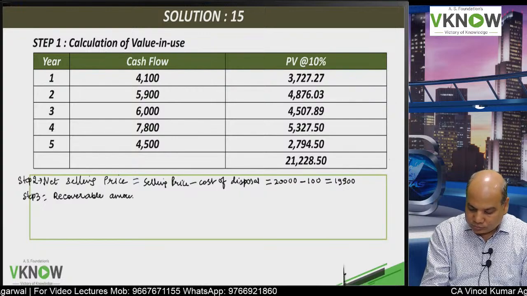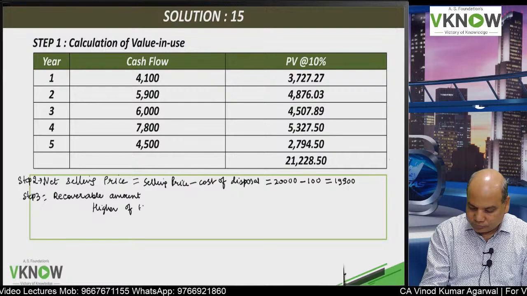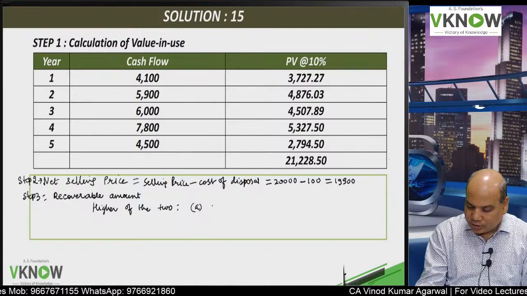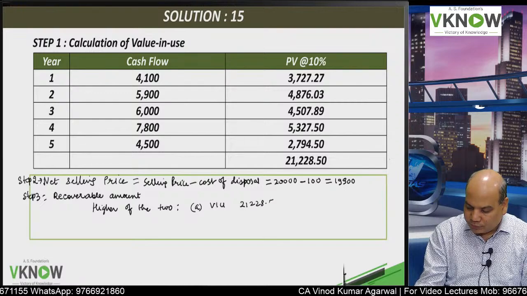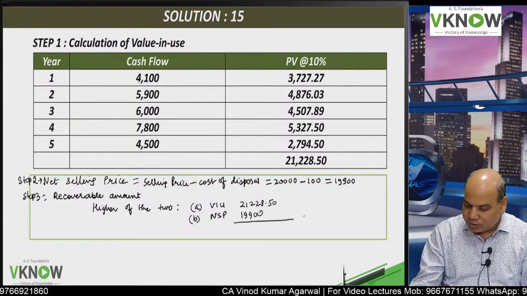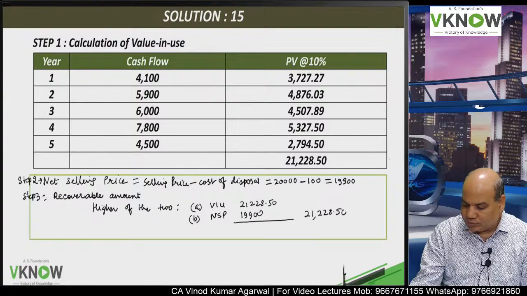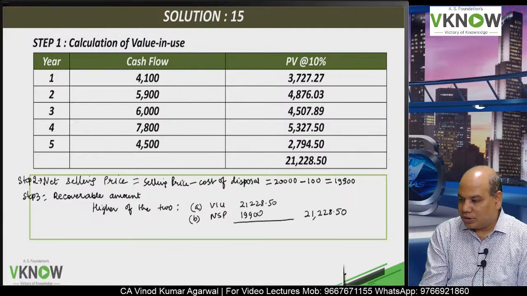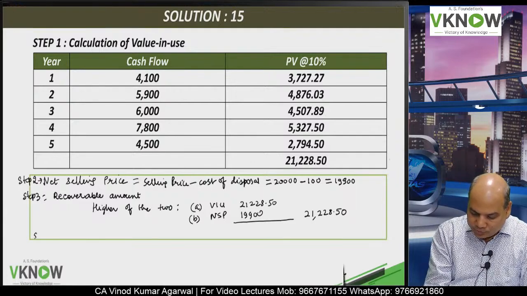Then step 3, write down recoverable amount. Under that, write down higher of the two. Under that, write value in use 21228.50, net selling price 19,900. Therefore, recoverable amount is 21228.50, being the higher of the two. And then step number 4, write down carrying amount.